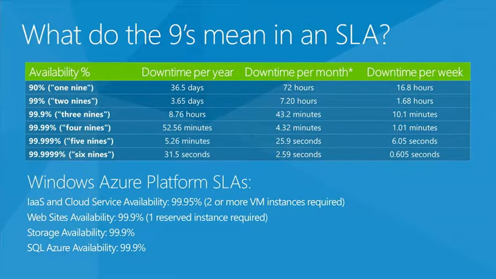99.99 is even better, so there's less downtime. You get to six nines, and you're basically down to less than a second per week, and less than 30 seconds for the entire year. That's a really good SLA. It's so good that no one offers it. We all aspire towards that, but that's roughly how you translate.